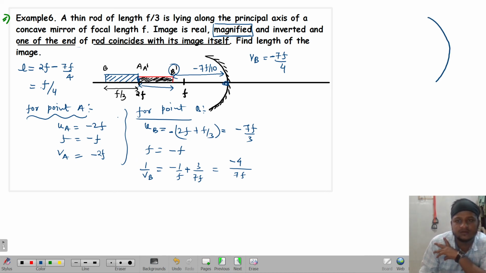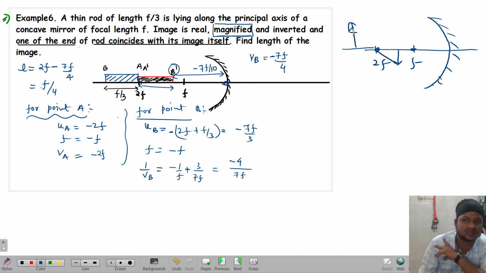If the particular concave mirror is there, let's suppose this is my focus, this is my 2f. If I place the object beyond the center of curvature, what happens? I get an image between the center of curvature and focus. Then this image is diminished, meaning the image is smaller than the size of the object itself.